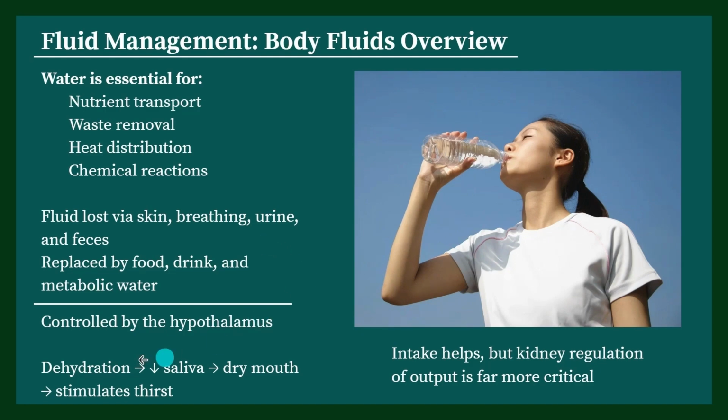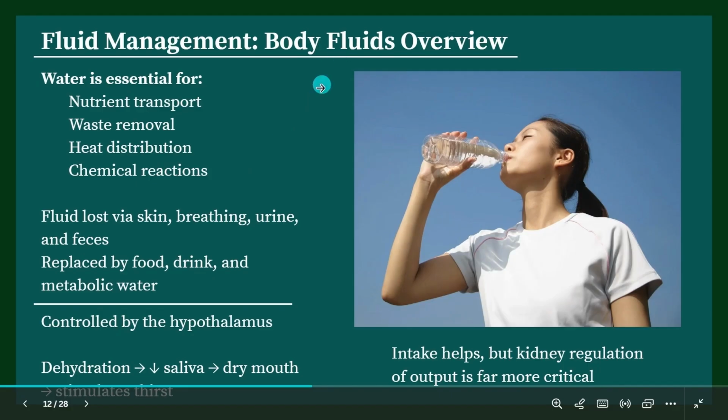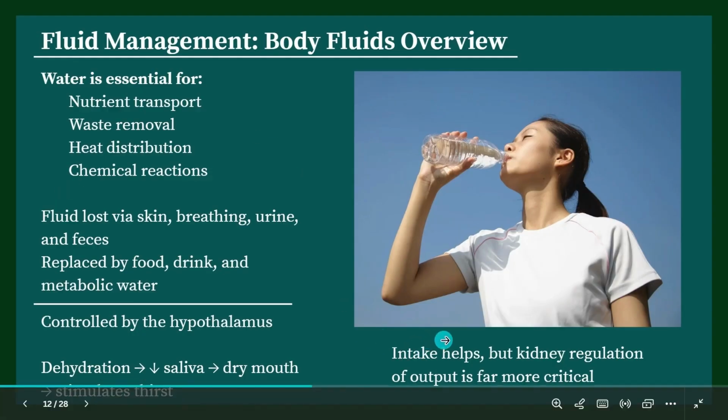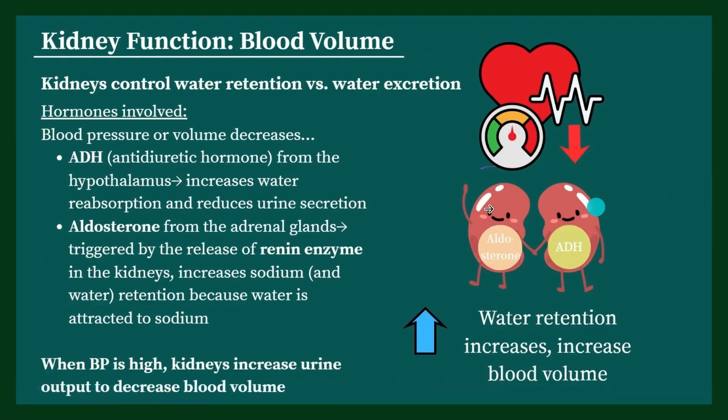And the fluid management is controlled by the hypothalamus. So when we do get dehydrated, there's a cascade of reflexes that happen. The amount of saliva we have decreases, which causes a dry mouth, and that's what stimulates our thirst to make us thirsty. So that's important to know. But drinking a lot of water helps, but what's more important is how the kidneys regulate the water that we already have. So we're going to be talking about that.